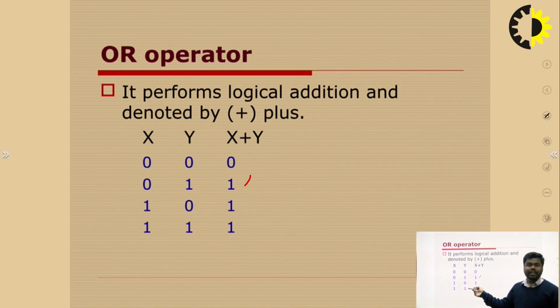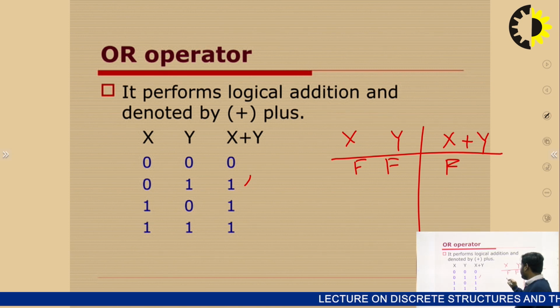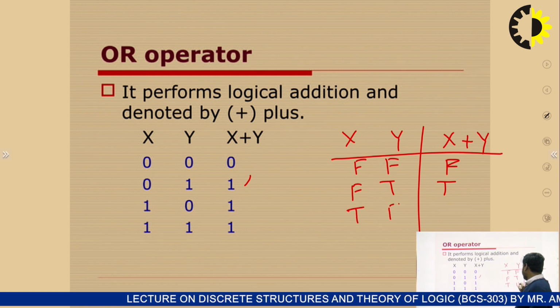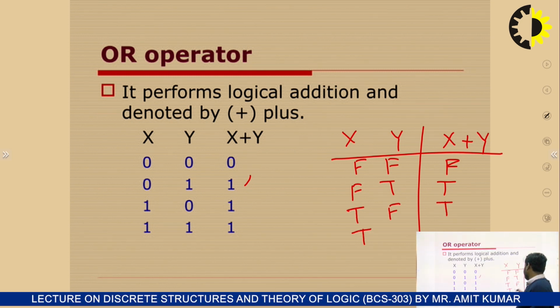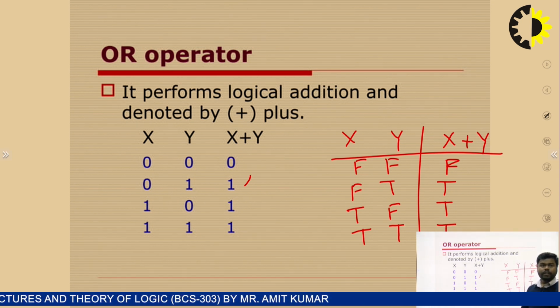There you are asking that 1 plus 1 is 2. No, because this is Boolean, so we are taking only 0 and 1. So this is 1 plus 1 is 1. Now we are denoting as true and false: false, false, false. You can add it: false, true, true, true, false, true, true, true, true. Okay, now this is easy.